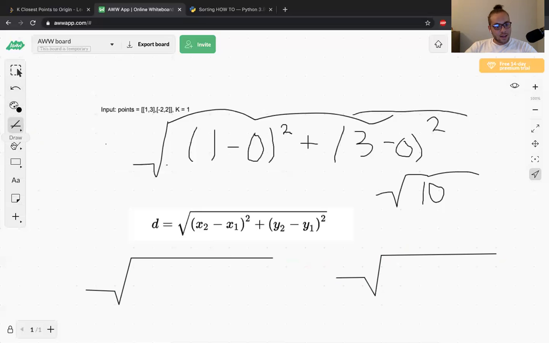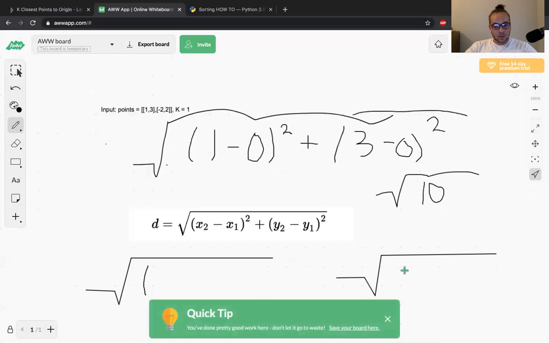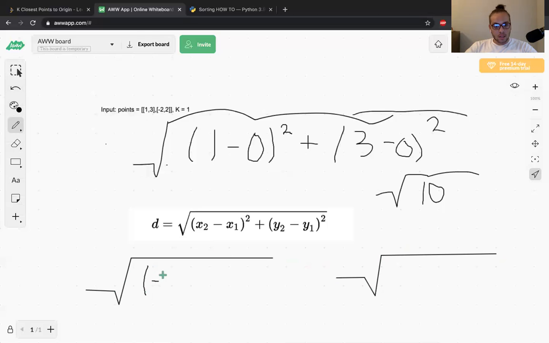So yeah, here, let me see. I'm going to draw again using the pencil. Then here, what do we have? We have negative 2. So that's our x, right? Minus 0 because we're at the origin, 0, 0, plus, and then it's squared, right? Plus, then we have y2 minus y1, right? So y2 is 2 minus 0.